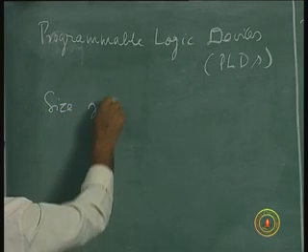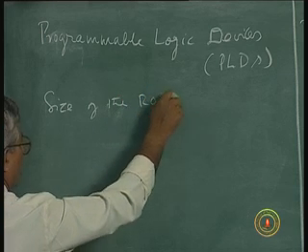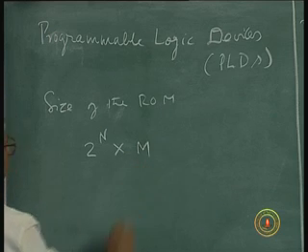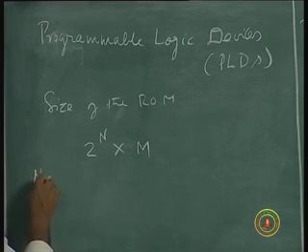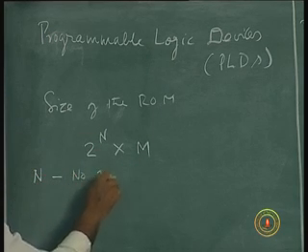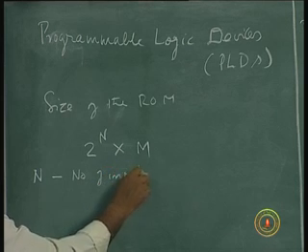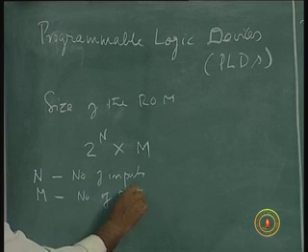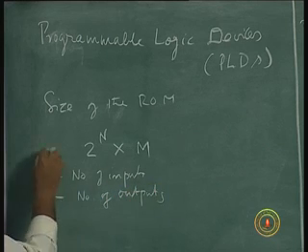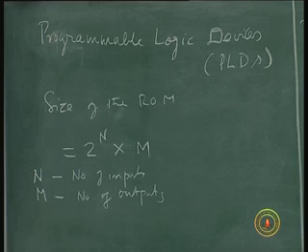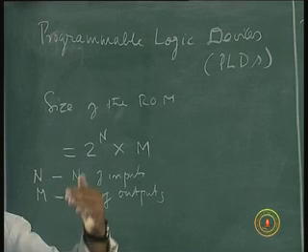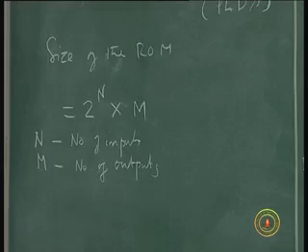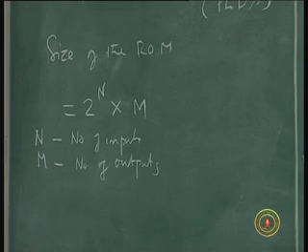Size of the ROM is given as 2 power n times m, where n is the number of inputs and m is the number of outputs. Isn't it? 3 inputs will have 8 rows, each row will have 4 outputs w, x, y, z. So 2 power n times m, 2 power 3 times 4.